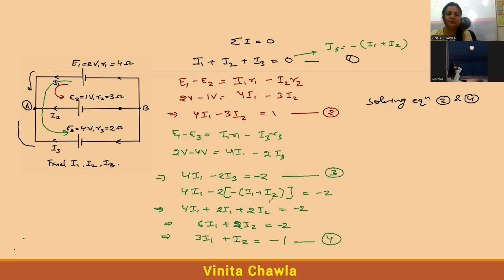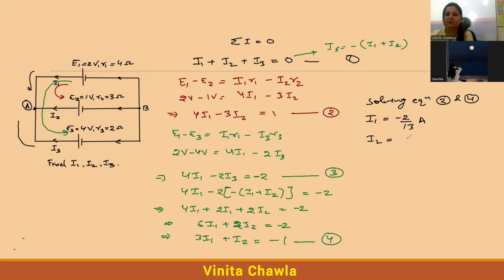2 and 4. 4 I1 minus 3 I2 is equal to 1. 3 I1 plus I2 is equal to minus 1. You can solve these two equations. On solving these two equations, you'll get the value of I1 as minus 2 by 13 ampere. Have you got this value?